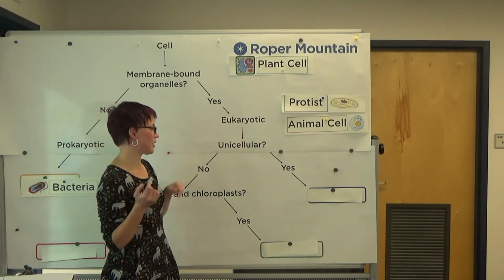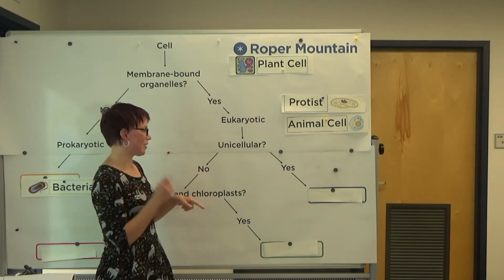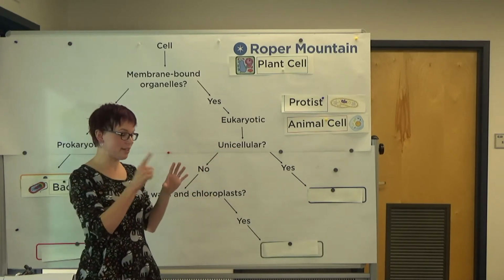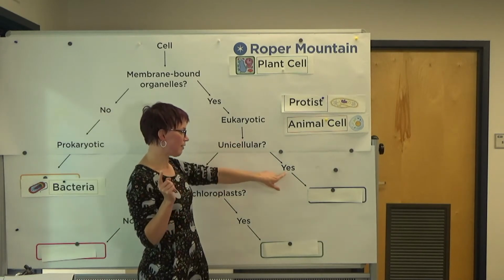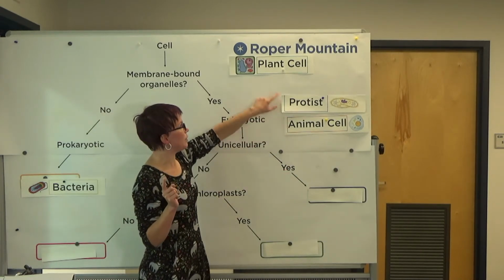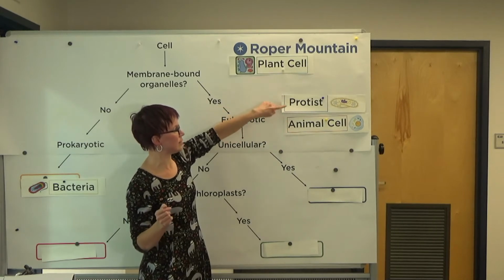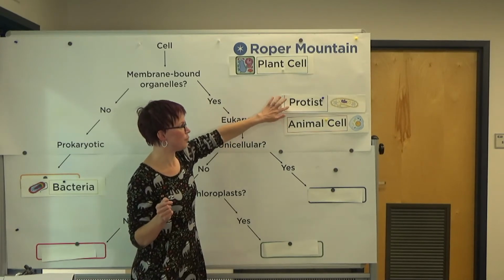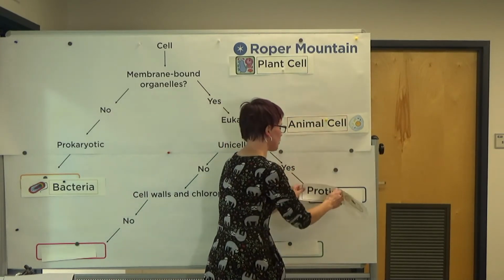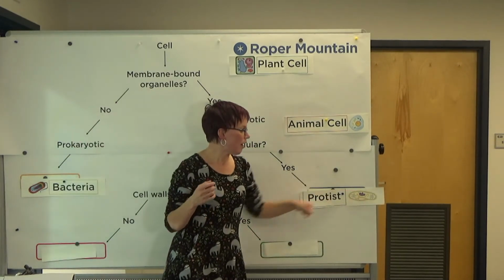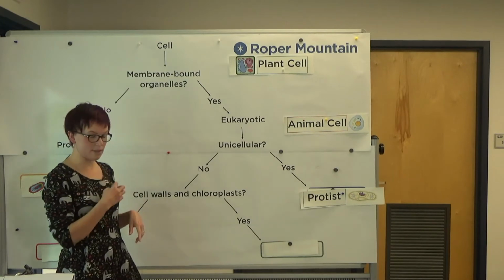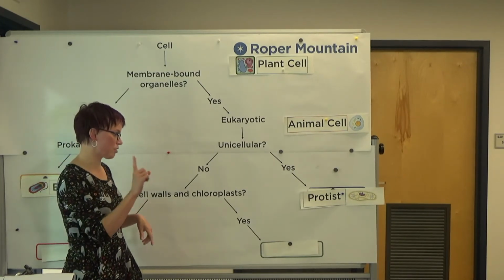Okay, next question. Is it unicellular? Is it just one cell? Like a unicycle has just one wheel? Is this thing just one cell? If the answer is yes, what do you think? Which one of these do you think is one cell? Hopefully you're thinking protist. So protists are single-celled eukaryotic organisms. They do have those membrane-bound organelles in them, but they're just made of one cell.